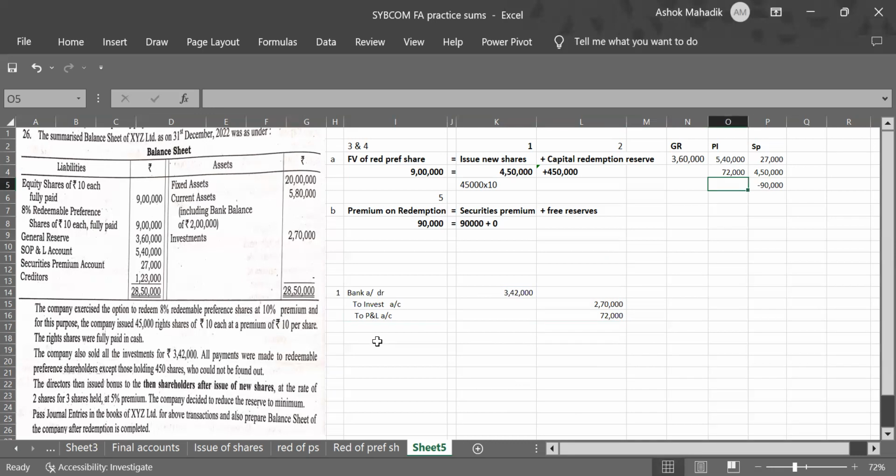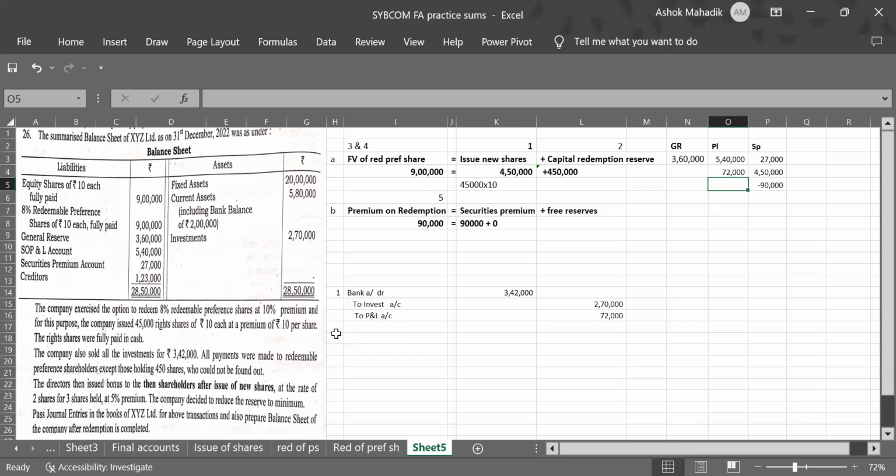Next thing they have told us that preference shareholders who were holding 450 shares could not be found. Okay, that we will do later when we are going to pay the preference holders. That time we'll do this. Okay. Next, the directors then issued bonus to the then shareholders after issue of new shares. So this bonus will come after all our basic 5 entries. Okay. So shall we start with our basic 5 entries, students?